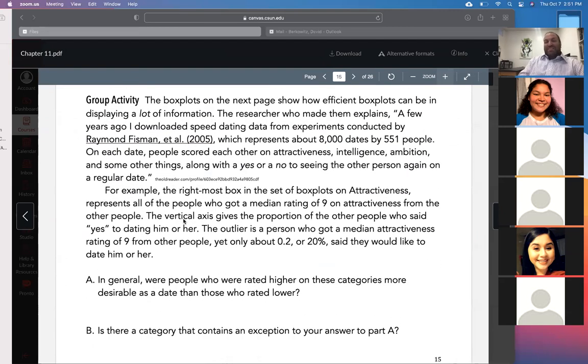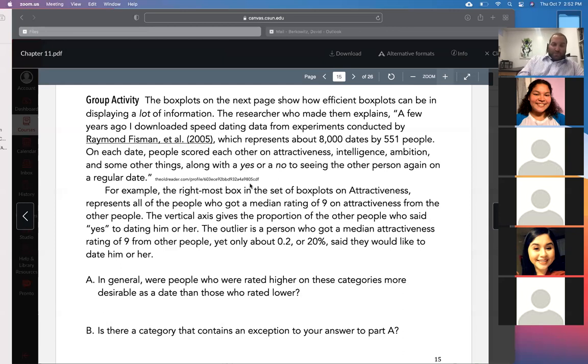The box plots on the next page show how efficient box plots can be in displaying a lot of information. The researcher who made them explains: a few years ago, I downloaded speed dating data from experiments conducted by Raymond Fisman, which represents about 8,000 dates by 551 people. On each date, people scored each other on attractiveness, intelligence, ambition, and some other things, along with a yes or no to seeing the other person again on a regular date.